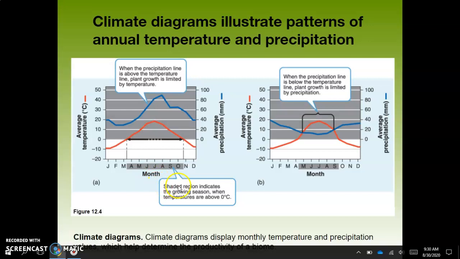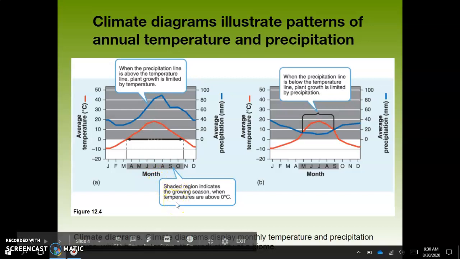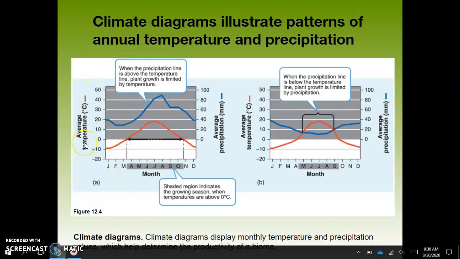The shaded region indicates the growing season when temperatures are above 0 degrees Celsius. Growing season would be when plants are growing and we have vegetation. We've got two different y-axes here that we have to pay attention to. On the left-hand side, we've got the average temperature in degrees Celsius, and that's depicted by the red line. On the right-hand side, it's a double y-axis, so we have to pay attention, the average precipitation in millimeters per year. The blue line is the precipitation, and again, these correspond with months of the year. And the red line is the average temperature.